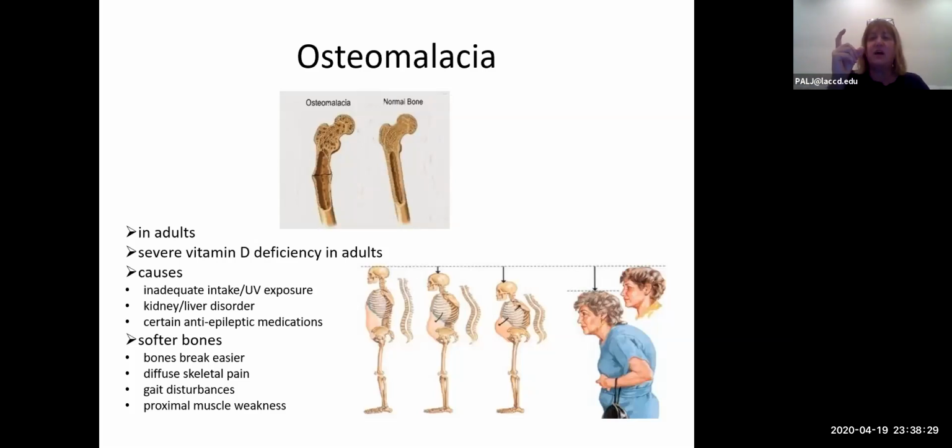And so whereas in a child they might bow, in an adult they're just going to snap. Okay. And so you can have a lot of microfractures giving you a lot of bone pain and not know why that is, or causing gait problems or walking or muscle weakness because the muscles are pulling on the bone and the bone's getting microfractures.